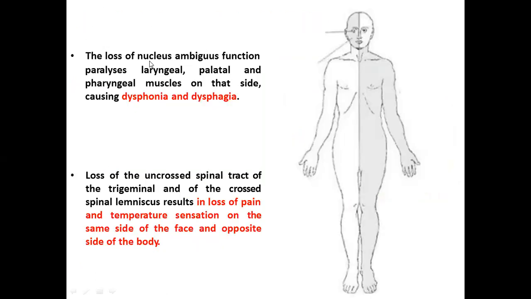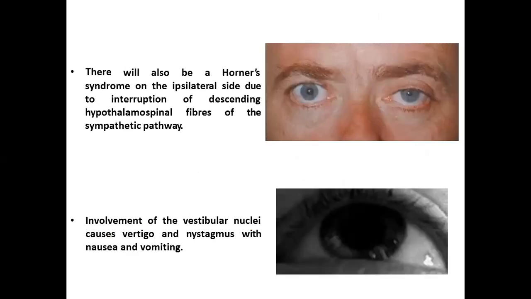The loss of nucleus ambiguus function paralyzes laryngeal, palatal, and pharyngeal muscles on that side, causing dysphonia, difficulty in speaking, and dysphagia, difficulty in swallowing. Then loss of the uncrossed spinal tract of the trigeminal and the crossed spinal lemniscus results in loss of pain and temperature sensation on the same side of the face and the opposite side of the body.